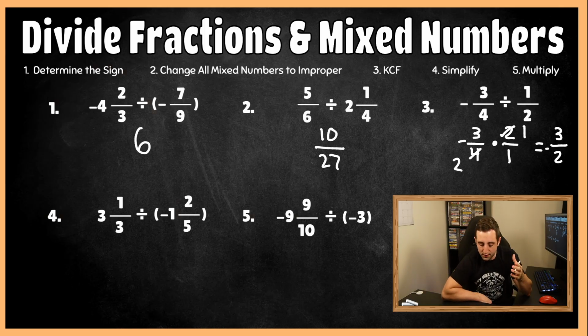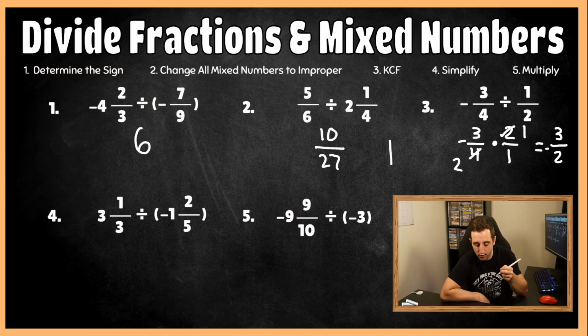The only problem is at the very end here, this is an improper fraction, and we don't want to leave our answer as an improper fraction. We know it's improper because our numerator is a larger number than our denominator, so we don't ever want to leave our answer like this. So let's change it back to a mixed number. So how many times does 2 fit into the number 3? Well, 2 fits into 3 one time, so that 1 is going to go out front.